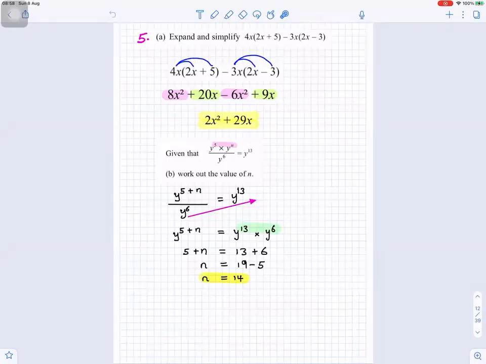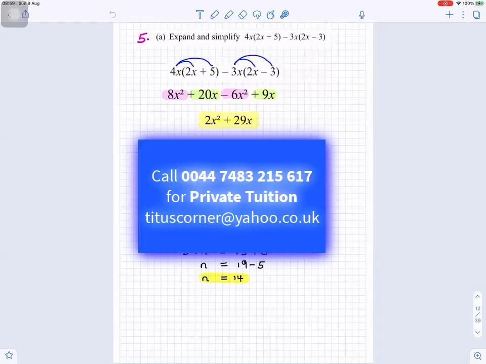Expand and simplify 4x(2x + 5) - 3x(2x - 3). Expand means we remove the brackets. 4x times 2x is 8x squared. 4x times 5 is 20x. Minus 3x times 2x is minus 6x squared. And minus 3x times minus 3 is plus 9x. Minus and minus gives you the plus 9x.